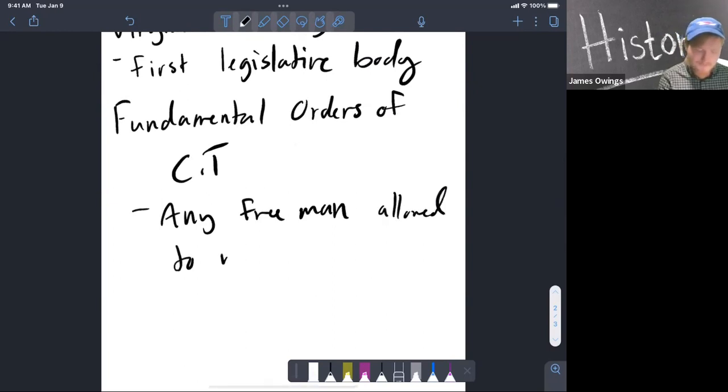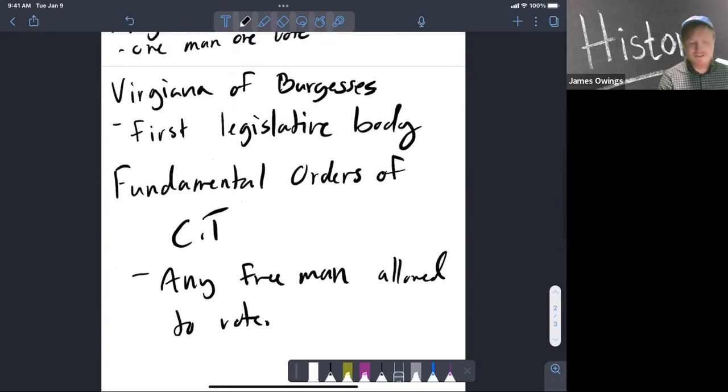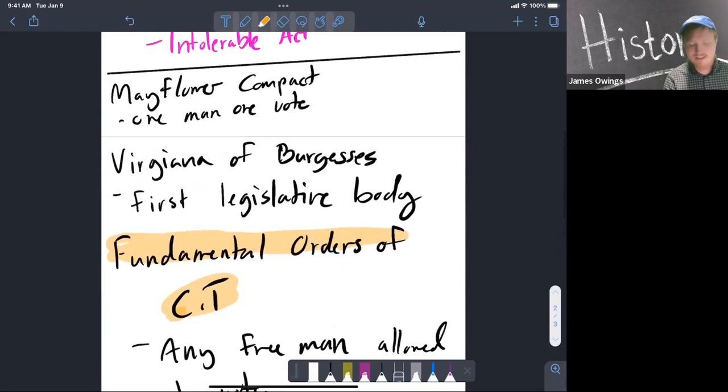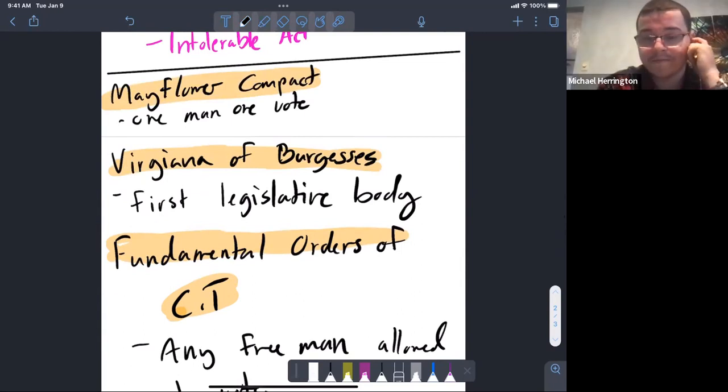So pretty big. You'll see these in question form in some way, shape, or form. I really don't know how likely you'll see the Fundamental Orders of Connecticut, but you will see the Virginia House of Burgesses, Mayflower Compact in some way. So pay attention to those terms. They're easy questions you can miss. And when you're shaking your head, you've probably seen something of this on the test. Yes. It will be on the test.